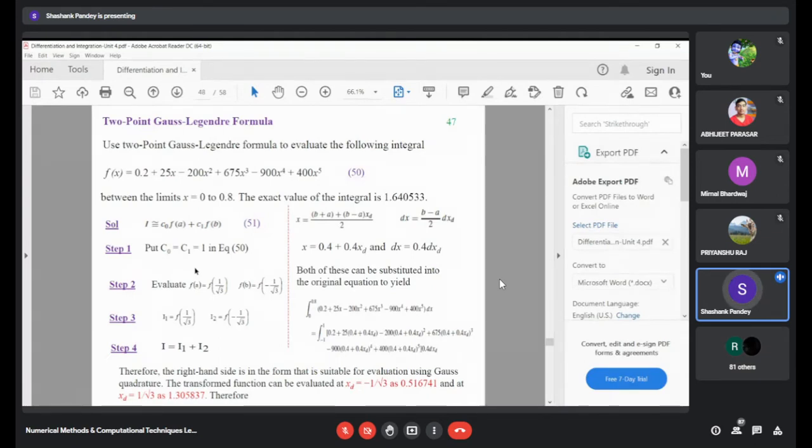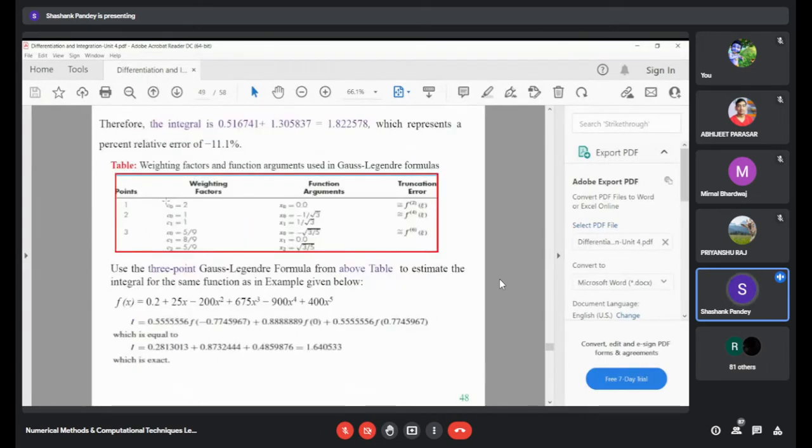So simply we will substitute the function given inside the limits of minus 1 to 1, get the value of the integrand at the 2 points, that is minus 1 by root 3 and 1 by root 3, and we will add these two values to get the value of the integral. This is the 2-point Gauss-Legendre formula, where we have assigned the weights or coefficients as 1 and 1 only.